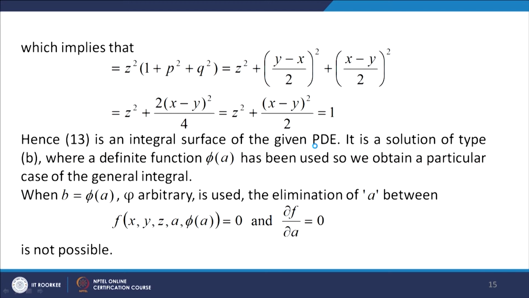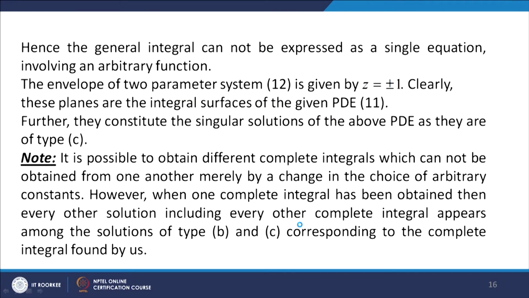Now, here we took a particular value of phi, that is phi of a equal to a, and we found that envelope. But when b is equal to phi of a and phi is arbitrary, the elimination of a between f(x, y, z, a, phi(a)) equal to 0 and the partial derivative of f with respect to a not equal to 0 is not possible. Okay. So, the general integral can never be expressed as a single equation involving an arbitrary function.